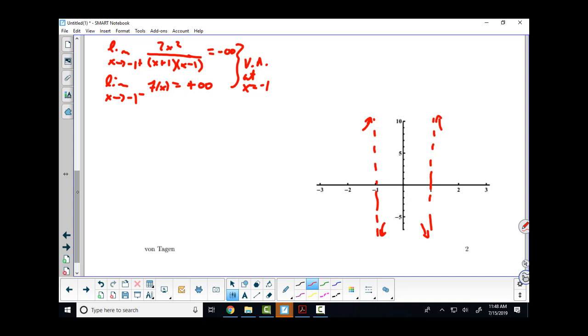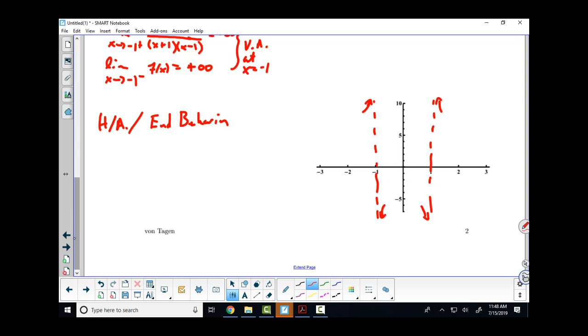Okay, so that was vertical asymptotes and holes. Who's next? The horizontal asymptotes, slash end behavior, right? So Avery, what am I going to do for the end behavior? Limit as x approaches positive and negative infinity. Yeah, we're going to look at the limit as x approaches infinity of 2x squared all over x squared minus 1.